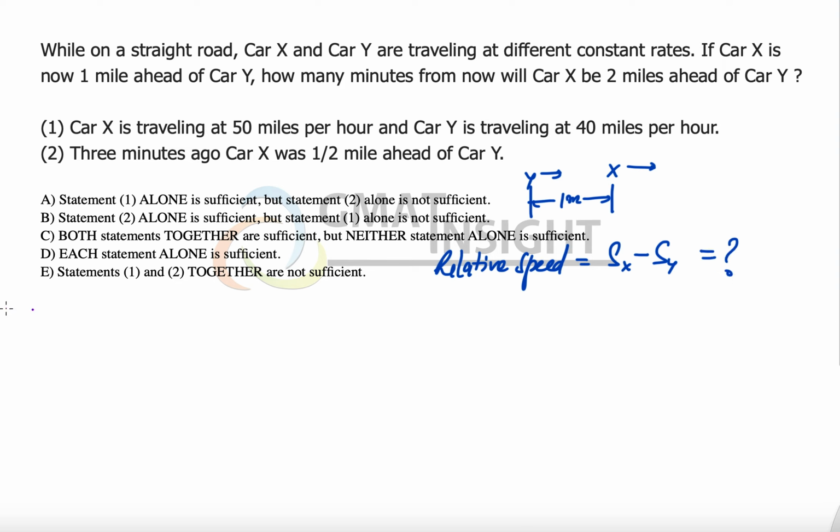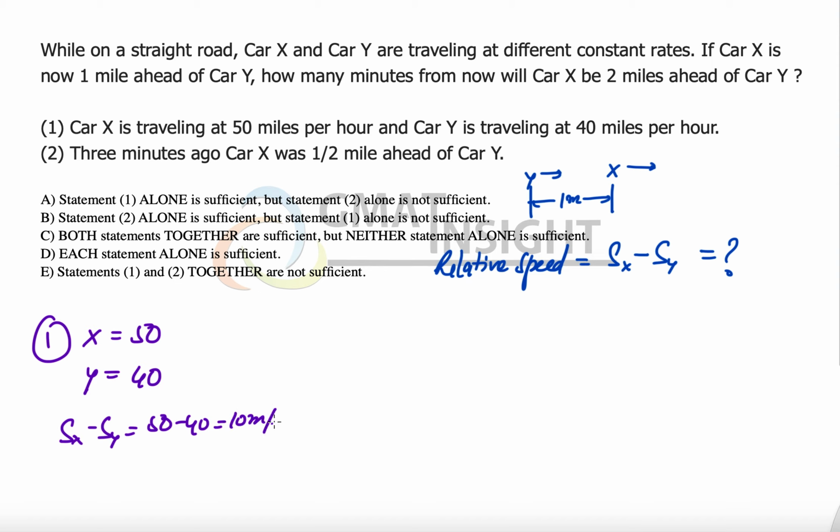Now let's look at these statements. The first statement says that car X is traveling at a speed of 50 miles per hour while Y is traveling at a speed of 40 miles per hour. That means the speed of X minus the speed of Y becomes equal to 50 minus 40, that means 10 miles per hour. This is clearly sufficient.